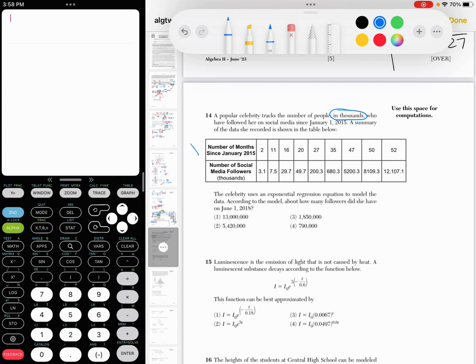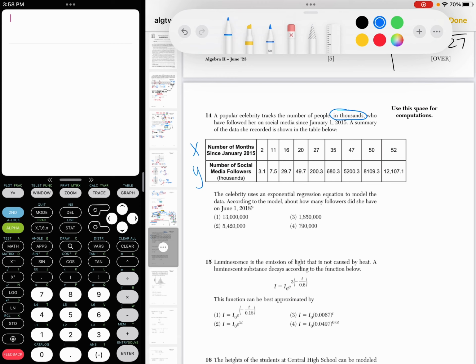X is going to be the number of months. Y is going to be the number of social media followers. And remember, this is in thousands, so it's not like 3 people here. After 2 months, she had 3.1 thousand followers. After 11 months, she had 7.5 thousand followers, and so on. So that's how I'm going to read the table.